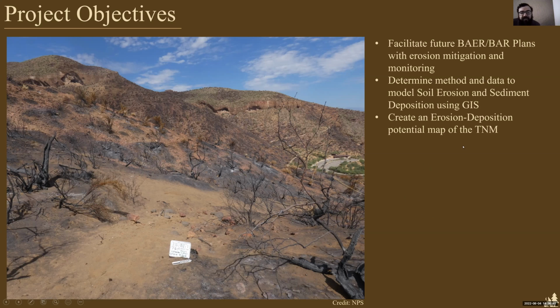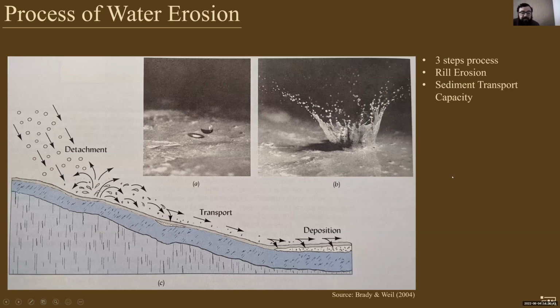So we should all be on the same page when it comes to understanding water erosion. It's basically a three-step process of detachment, transport, and deposition. Essentially, raindrops fall to the soil surface and part of the kinetic energy goes into dislodging soil particles. As runoff begins to accumulate on the soil surface and runoff is generated, these particles become suspended in sediment and are transported downslope, where they eventually settle on the landscape and become deposited.